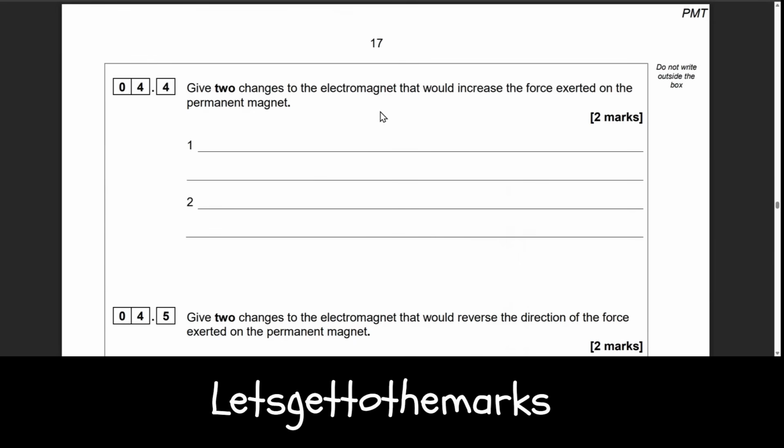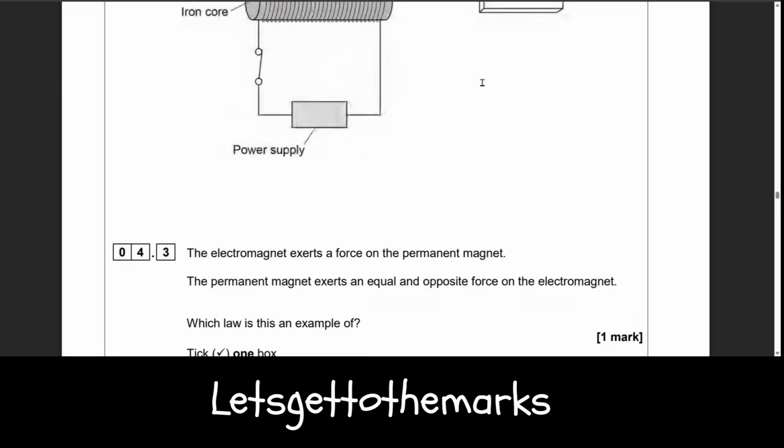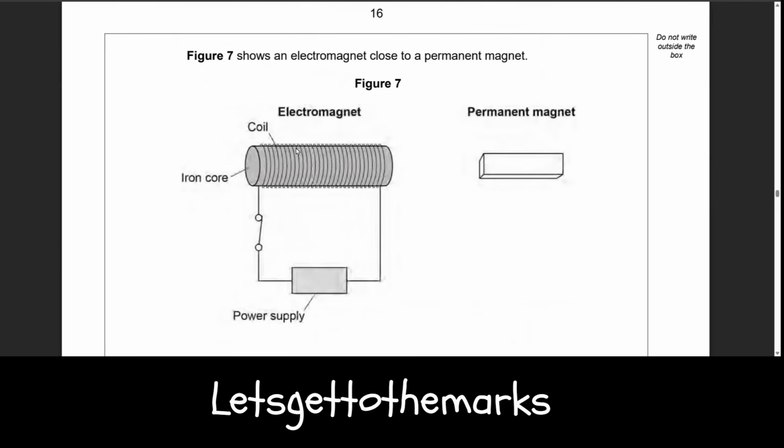4.4, give two changes to the electromagnet that would increase the force on the permanent magnet. Basically, how can we make this electromagnet stronger? It's already got an iron core. What could we change? Look at this diagram. What could we change to make this have a stronger attraction to that magnet? Pause the video, have a go.